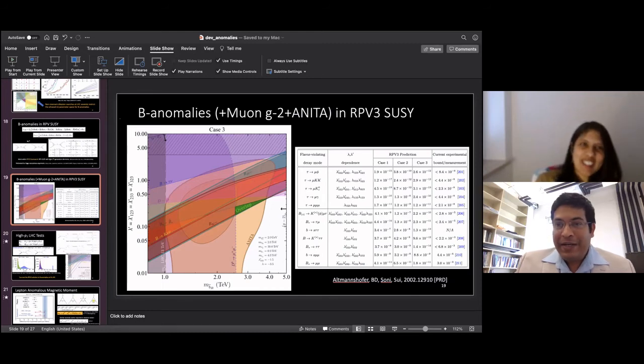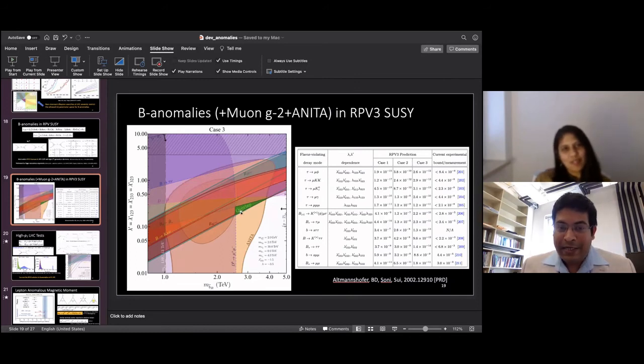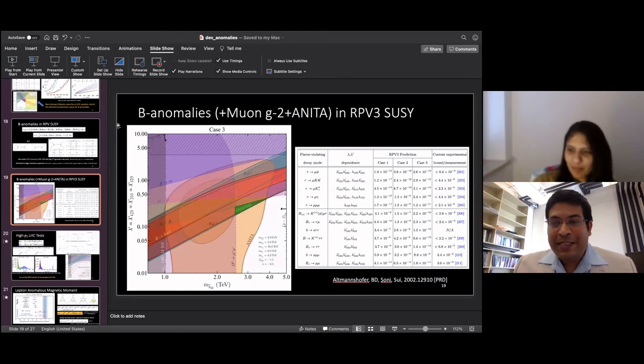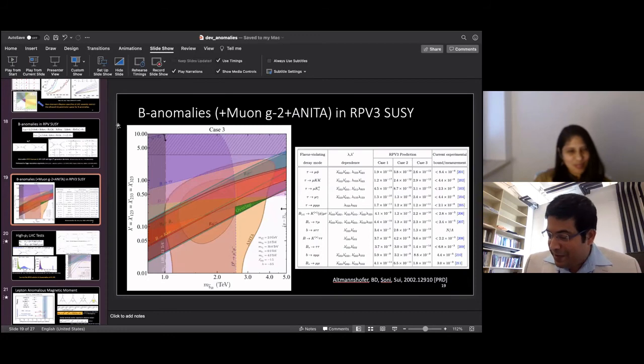Bhupal, you wanted to say something? Sorry. No, I agree with Andreas that yes, you cannot explain the RD and RK at the 1 sigma, 2 sigma level simultaneously in this setup. That part I fully agree. But maybe we have not explored the whole parameter space of RPV. That could also be the reason. I just don't know. This is one case where at least at the 3 sigma level it works. Now we can say the anomaly is just 3 point some sigma, so explaining 3 sigma doesn't mean much. Well, that could be true.